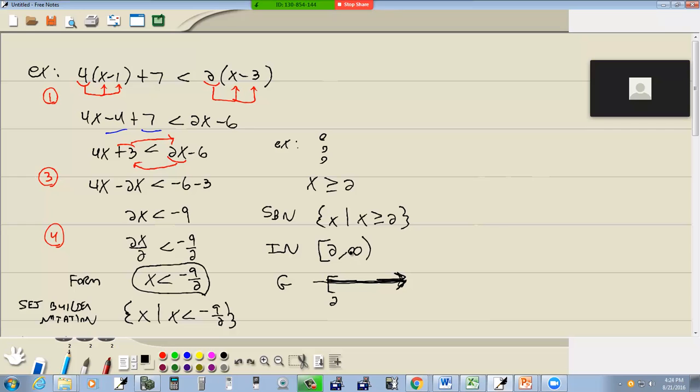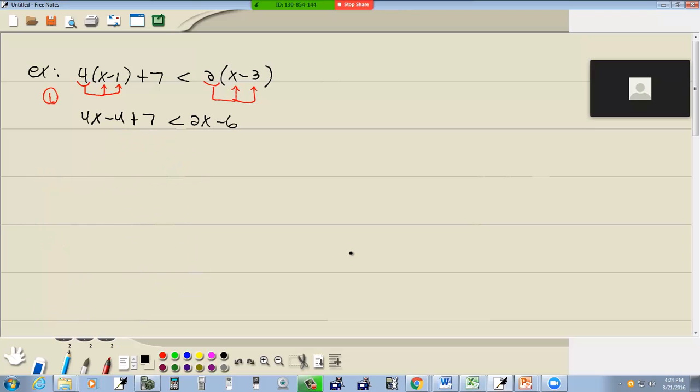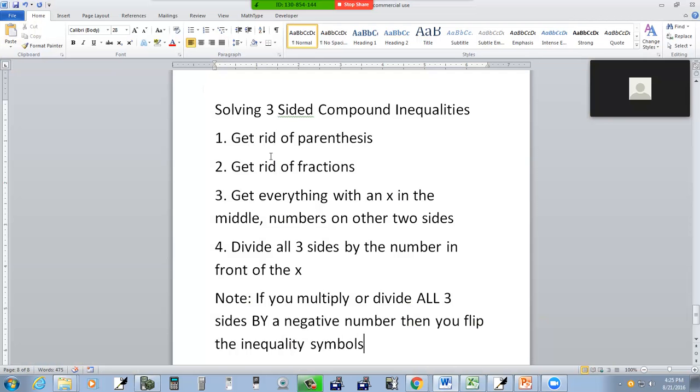Let me clear this off, and then I'll show an example. Okay, so if we have, let's see, negative 7 is less than 2x minus 1 is less than or equal to 5. Three-sided compound inequalities has three sides to it. It has the less thans and less than or equal to's.